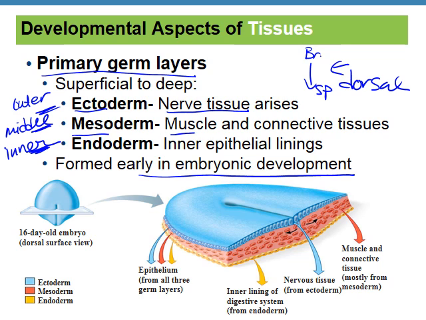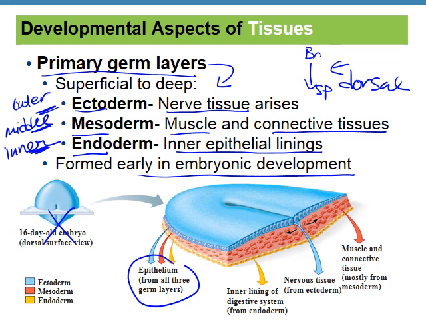We have mesoderm middle, which is muscle and all the connective tissues. And the inner lining, remember, we have those inner epithelial linings. So the lining of the stomach, the intestines. You don't have to understand the 16-day-old embryo, but I would like you to see how the primary germ layers, these three types, turn into all of the tissue. And you can see here that epithelial tissue originates from all three germ layers.